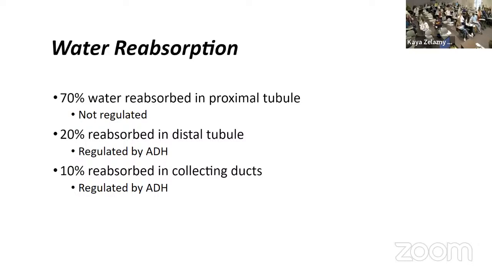This is one of the major ways in which long-term we can regulate blood pressure, by regulating how much fluid is in the blood plasma. Fluid creates pressure on the walls of its container. We already know that a lot of water is getting reabsorbed in the proximal tubule. That's not regulated. We're beginning to understand how we're reabsorbing water later on in our nephron.